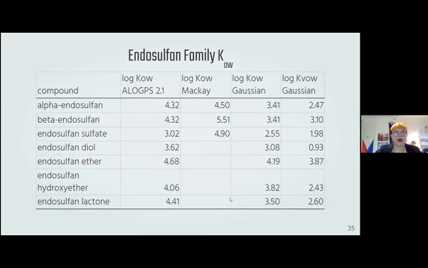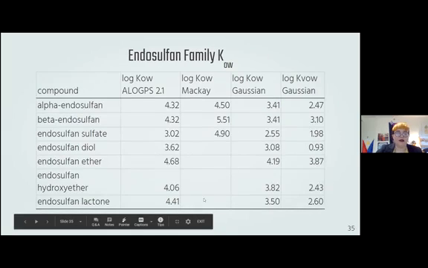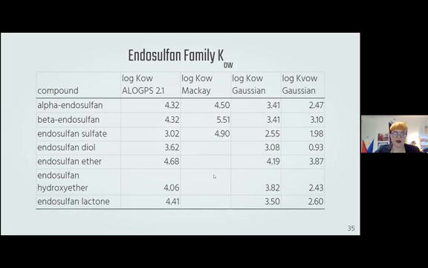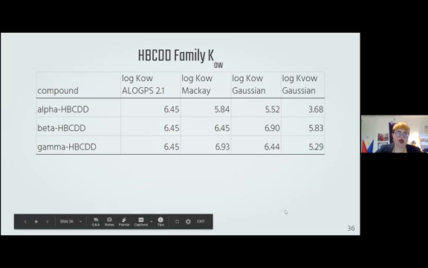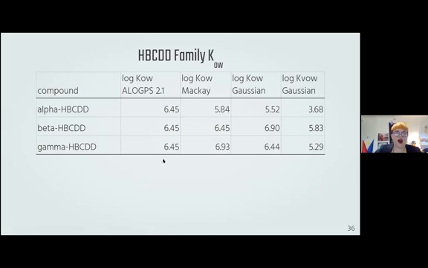Here's Endosulfan. We did not have much data at all on these compounds, so it was impossible to calculate the KOW using McKay's equations here. And lastly, HBCDD, Hexabromocyclododecane. All 4 of these, of course, gave us the same ALOG PS 2.1 log KOW, because they're all stereoisomers, but we're not seeing that across any of the other ones.